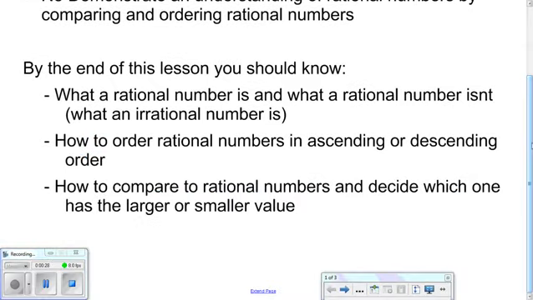So I could ask you to either write them in ascending order, so smallest to biggest, or descending order, largest to smallest, and you would have to be able to do that. And then the third thing you need to learn from this lesson is how to compare rational numbers and decide which one has the larger or smaller value. And it's important that we think of value here, not just fraction size.